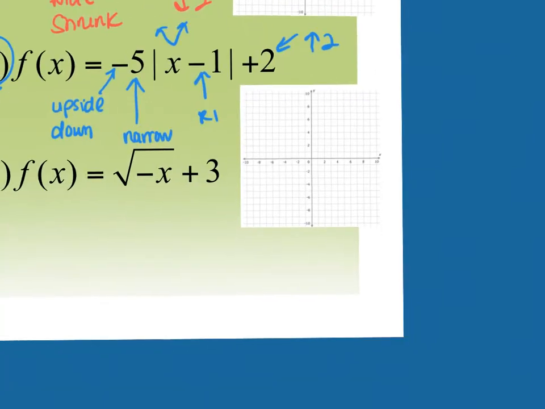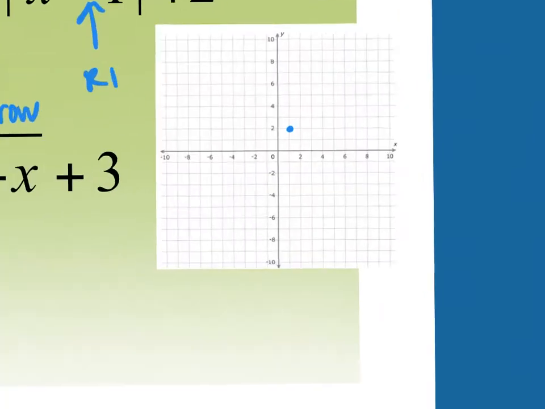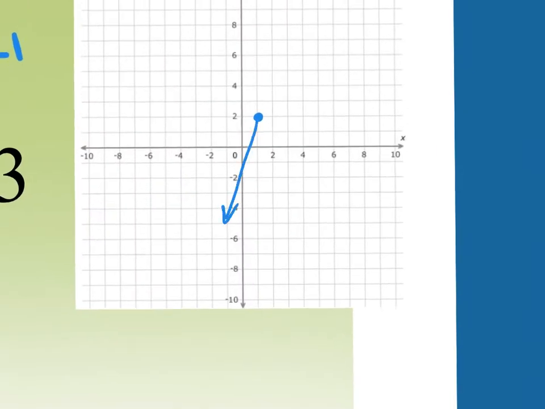So I'm going to go right 1. I'm going to go up 2. I'm going to point it down, and I'm going to make it narrow, or stretched. Questions?